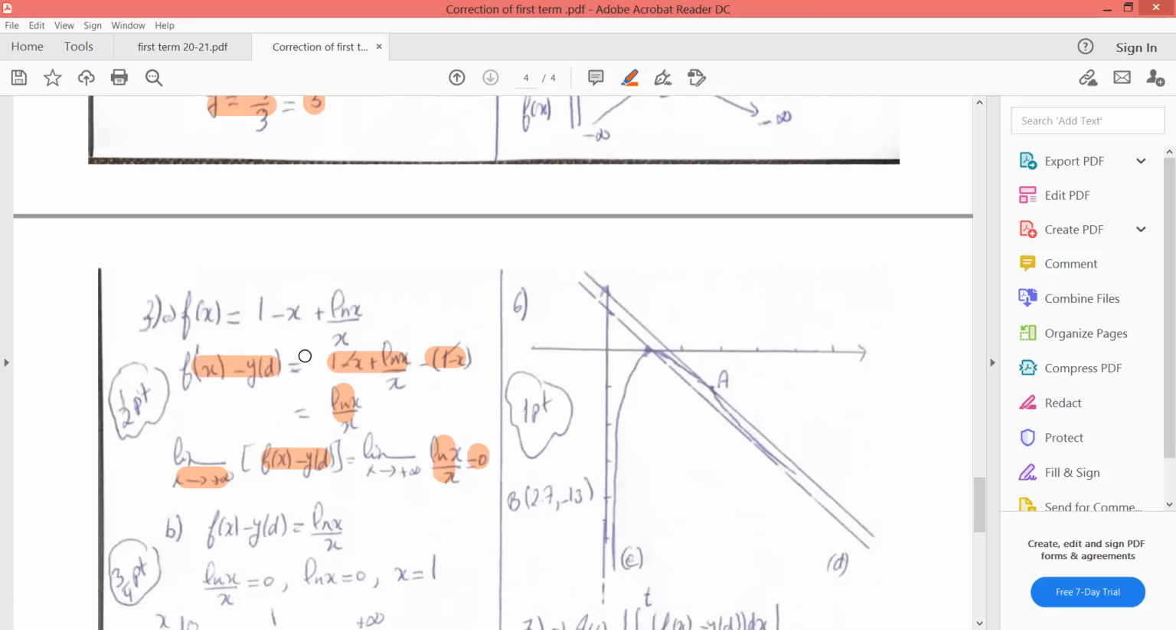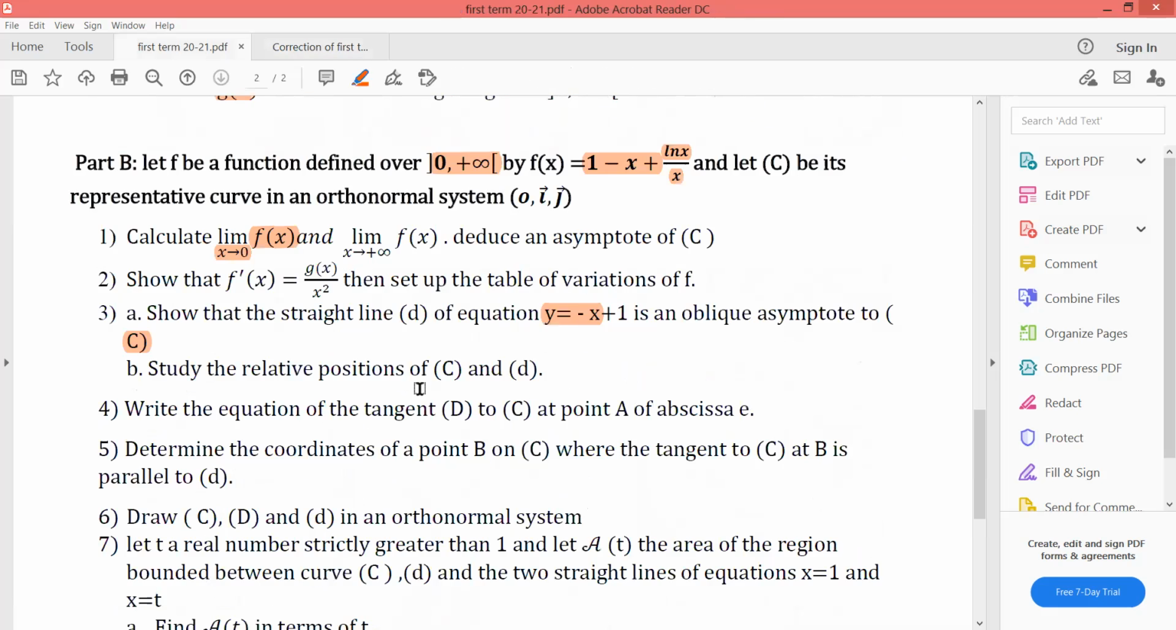Therefore, since the limit as x tends to plus infinity of f(x) minus y_D equals 0, we can say that the line D of equation y equals 1 minus x is an oblique asymptote to C at plus infinity. Okay, I skipped part 2. Part 2: show that f prime x equals g(x) over x squared and set up the table of variations.